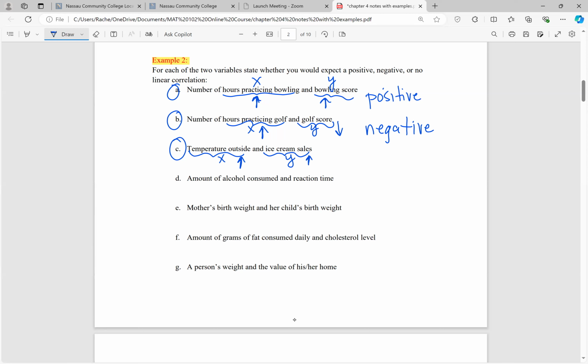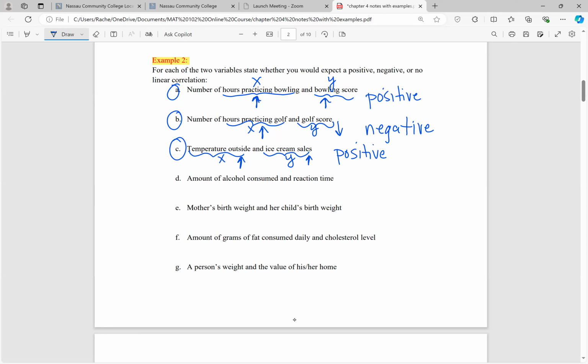You could think about it the other way too. What happens as temperature goes down? When it's cold, the ice cream sales are going to go down as well, right? So higher values for temperature tend to be paired with higher ice cream sales. Lower temperatures are going to be paired with lower ice cream sales. So this is going to be a positive relationship.